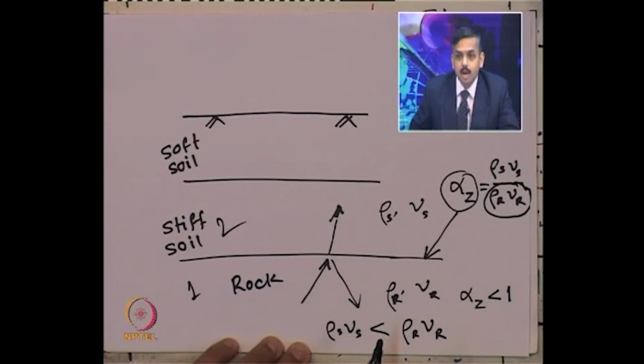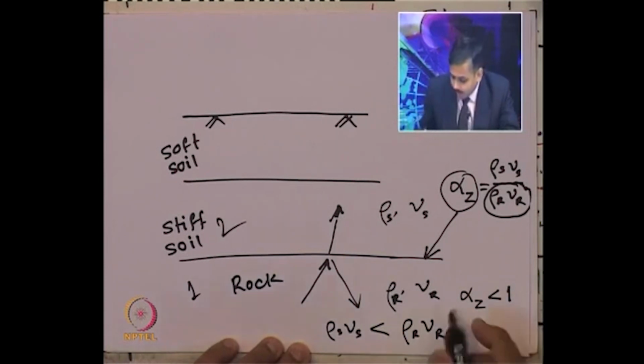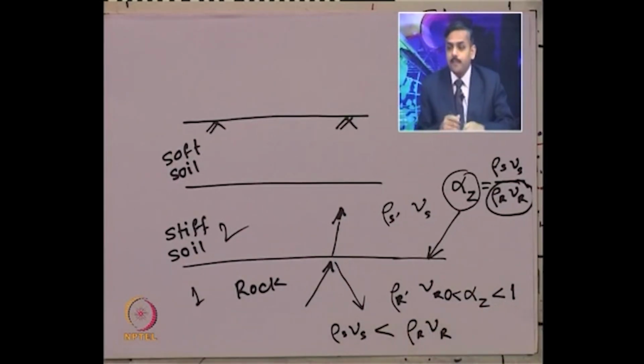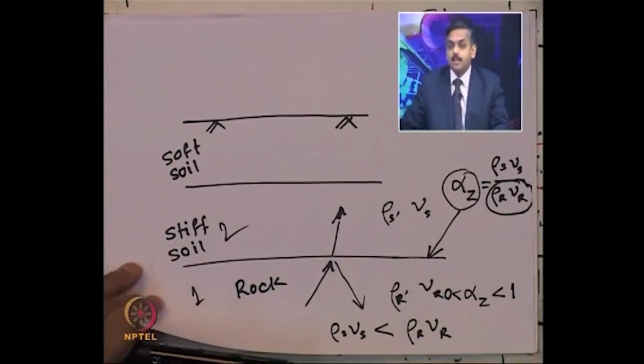Okay? So, that is the practical range of alpha z, it should be between 0 to 1. Equality of 0 also we have seen, equality of 1 also we have seen. So, the most practical site condition in terms of our geotechnical earthquake engineering is alpha z should be between 0 to 1. So, if alpha z is 0 to 1, let us see what happens.